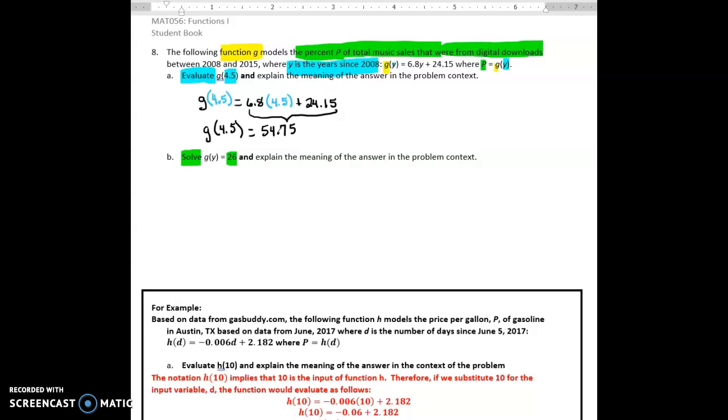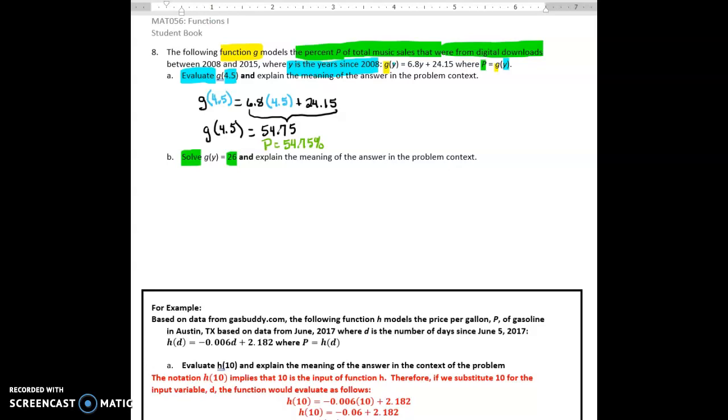So if we write our answer in function notation, then we don't have to label it. However, if we don't write it in function notation, because G represents the total percent of music sales, we would have to say P equals 54.75%. So we have to label our answer if it's not written in function notation.